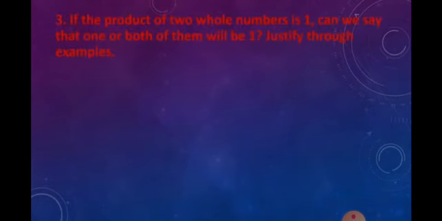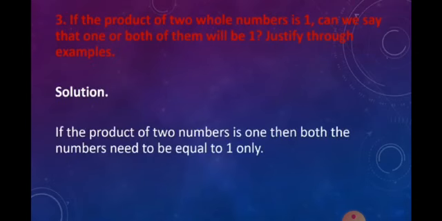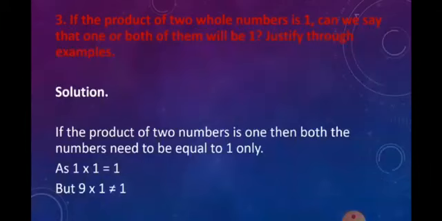Question number 3. If the product of two whole numbers is 1, can we say that one or both of them will be 1? Justify through examples. Answer is, if the product of two numbers is 1, then both the numbers need to be equal to 1 only. Let's take some examples. 1 multiplied by 1 is equal to 1. But if you take a whole number other than 1, like 9 multiplied by 1, then you will not get the product as 1. 9 multiplied by 1 is equal to 9. So this is not equal to 1.